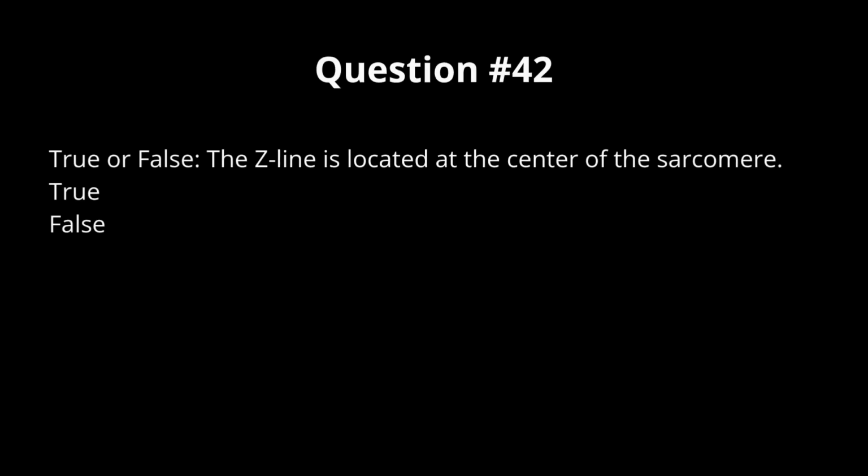Question number 42. True or false? The Z-line is located at the center of the sarcomere. The correct answer is false. The Z-line defines the boundary of the sarcomere, not the center. The M-line is found in the middle.